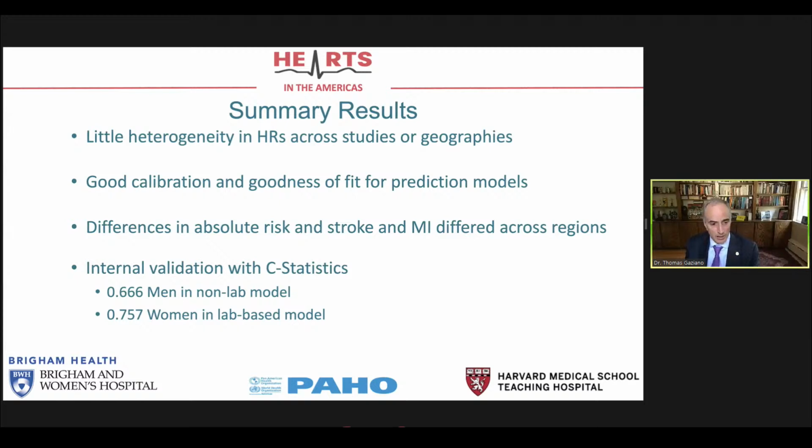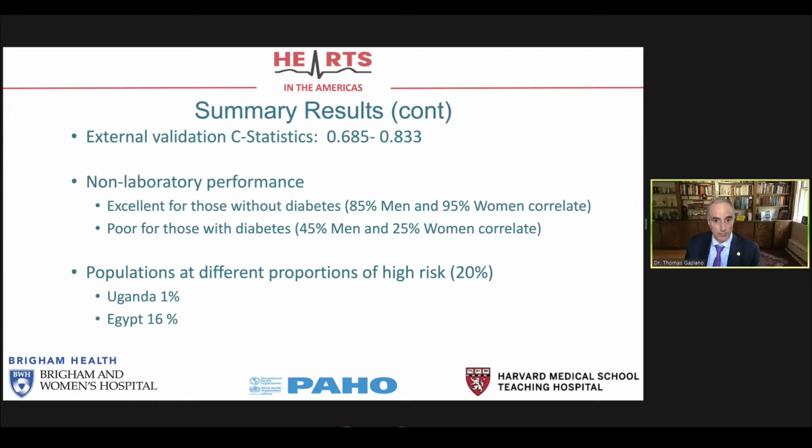And in many of the cardiovascular risk prediction models, we see scores that are predominantly between 0.7 and 0.8 as the best that we were able to do with the risk factors that we have available. And so the performance in the lab-based model, both in men and women, was well within that range. For external validation, again, we saw the C statistics were between nearly 0.7 and 0.8 across most of the models and regions.